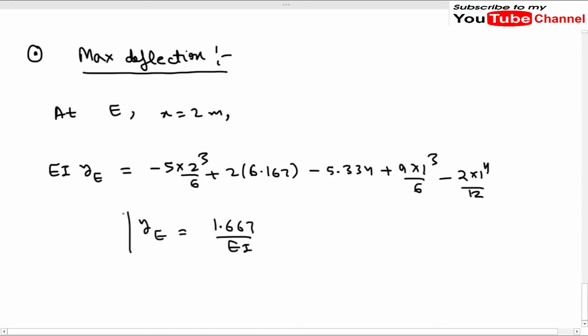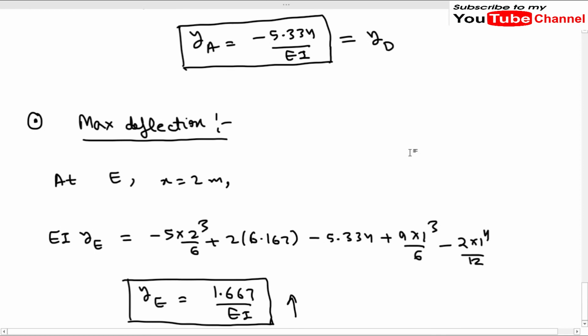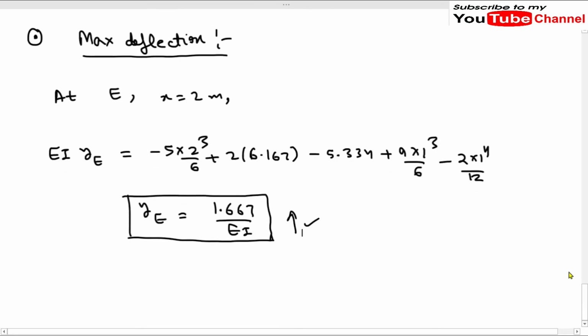This value is positive, which means that the deflection will be upward, as you can see here in the deflected shape. So at E the deflection is upward. But this value of deflection at E is less than the value of deflection at A or at D. Which means that the maximum deflection is occurring at A and D. So this is the final answer for this problem.